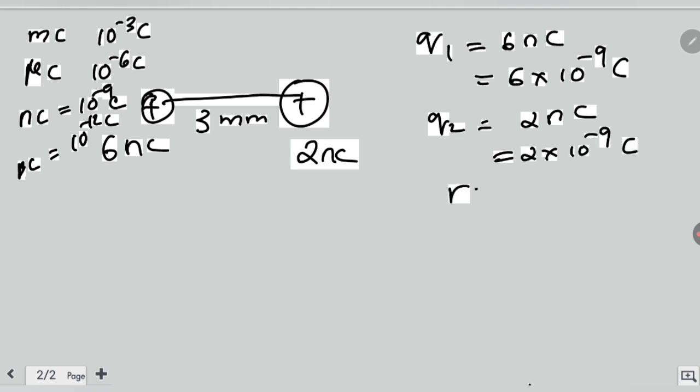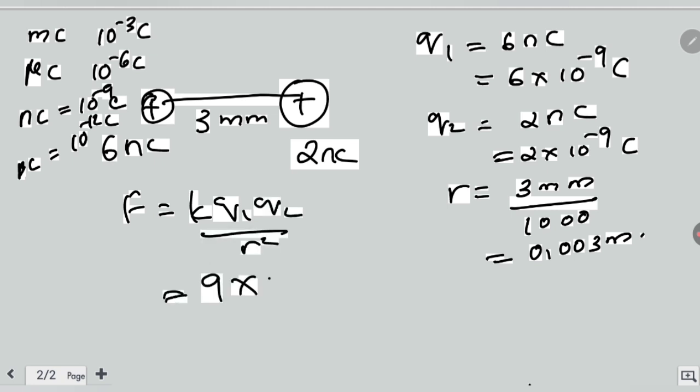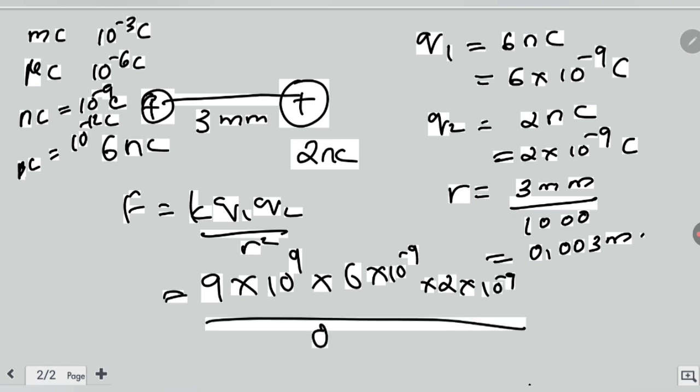The distance r is 3 millimeters. Distance must be in meters, so divide by 1000. It becomes 0.003 meters. Then write the equation: F is equal to k Q1 Q2 over r squared. Substitute the values. k is a constant, 9 times 10 to the power of 9. Q1 is 6 times 10 to the power of minus 9, Q2 is 2 times 10 to the power of minus 9, over r, which is 0.003, the whole squared. That gives you the answer in newtons.